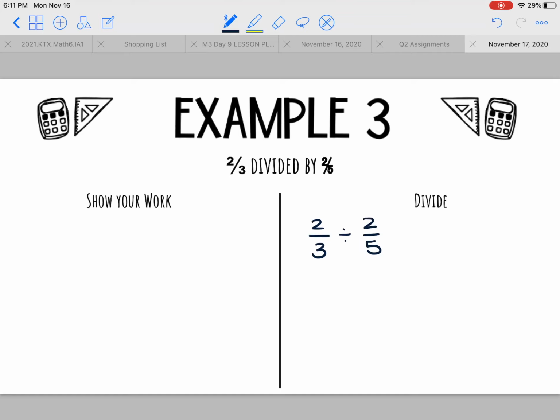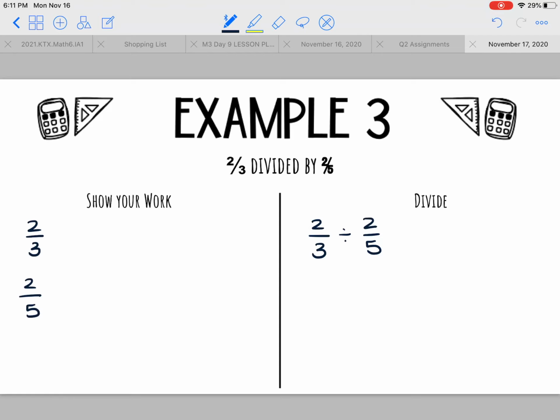We want the denominators to be the same. And in this situation, the denominators are not the same. We have a 3 and a 5. So I'm going to go ahead and go on with my quest to find common denominators.